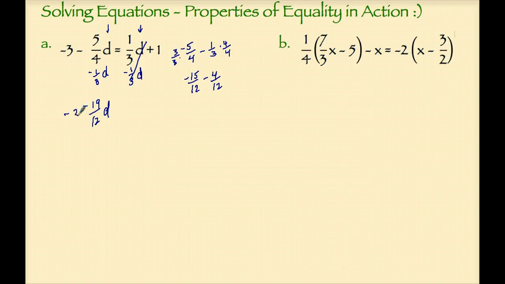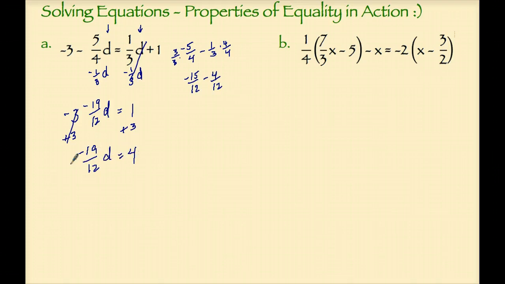Over here there is a negative 3 in front of that, by the way, and then on the right side just 1. Now I have successfully consolidated my variable on one side of the equation. It's time to start moving things away from it. Let's use the additive property again. Adding 3 to both sides gives us negative 19/12 d is equal to 4.